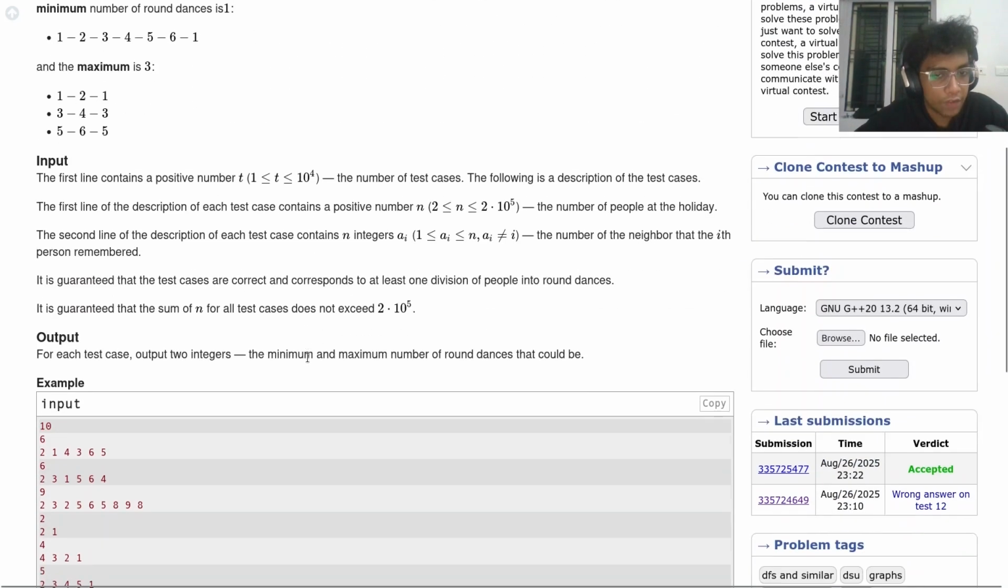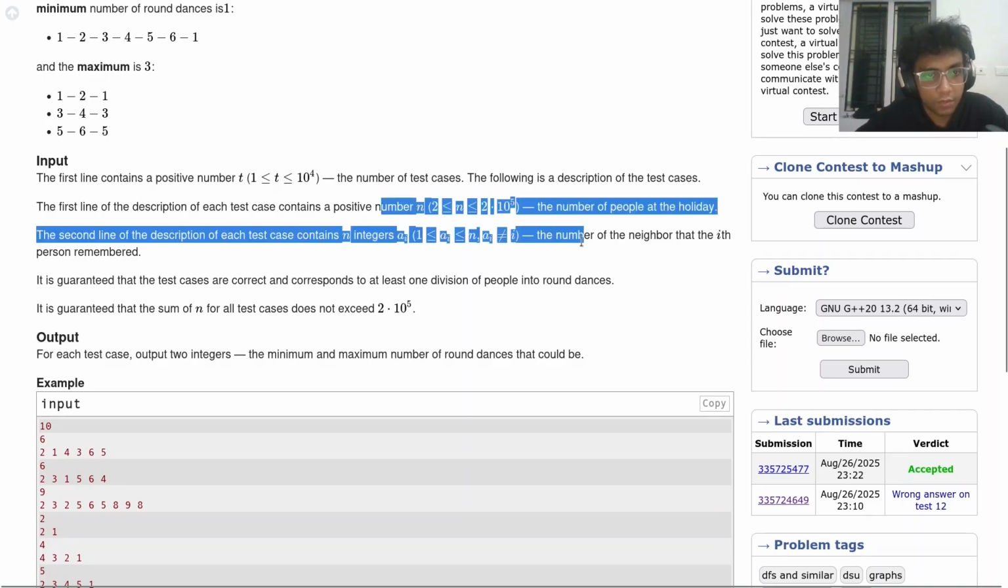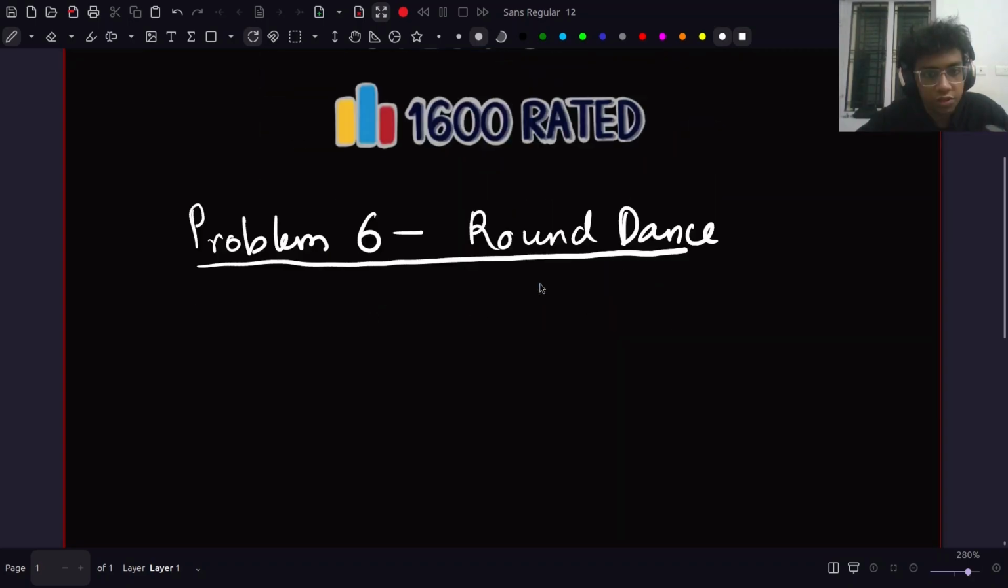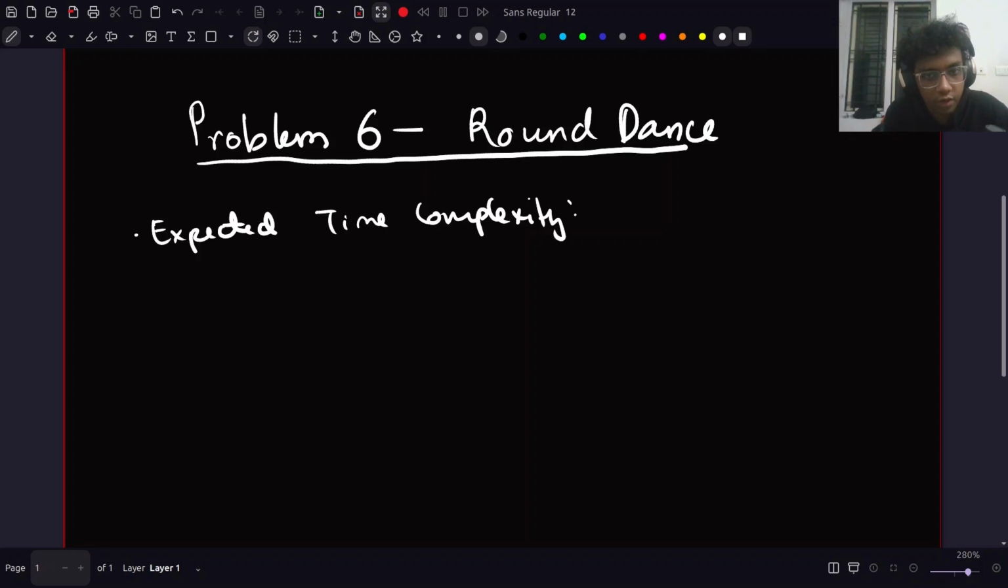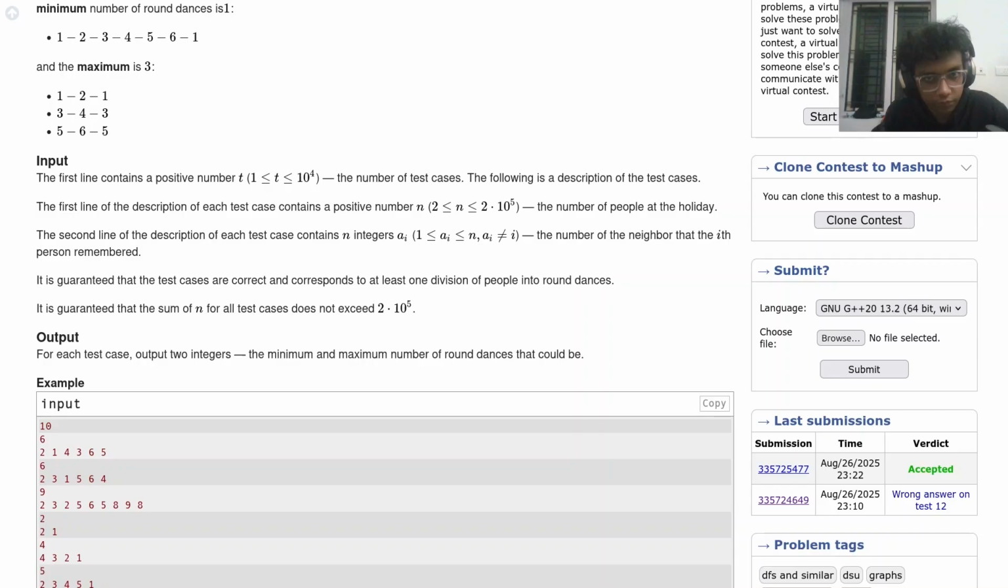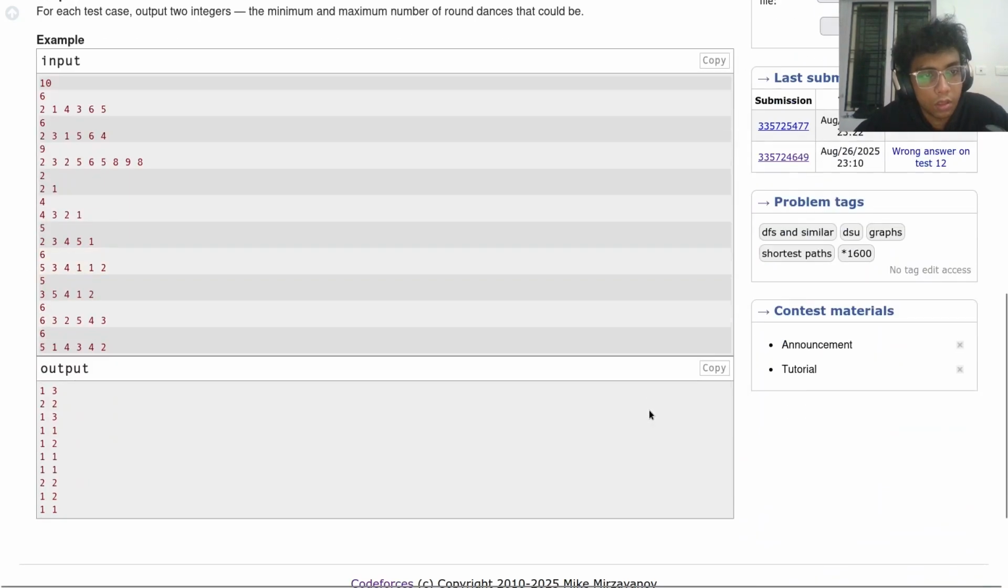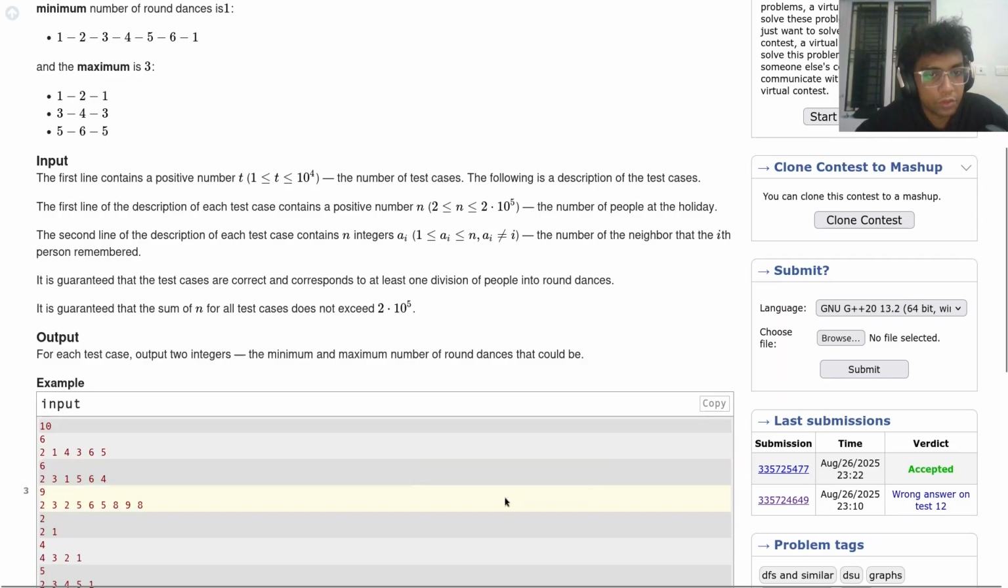Let us have a quick look at the constraints. N goes up to 2 times 10 power 5, and a_i goes up to n. This is the neighbor, and the constraints pretty much make it clear what the expected time complexity is. Always start the problem with the expected time complexity. It should be around big O of n log n or big O of n. We are also guaranteed that the sum of n does not exceed 2 times 10 power 5.